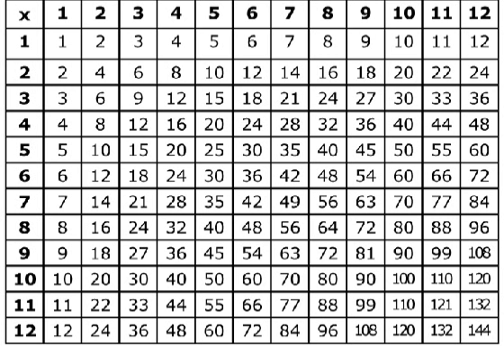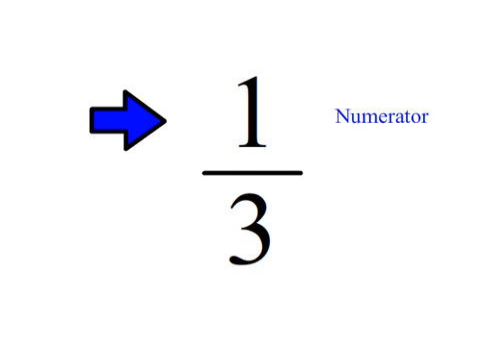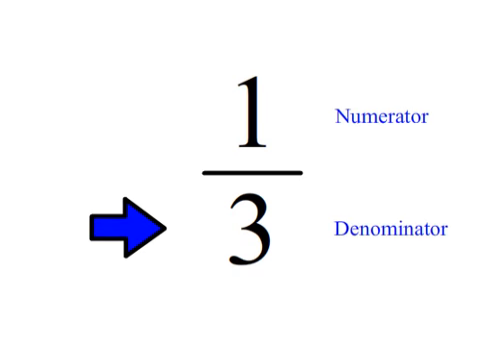The second thing you simply have to remember is that the numerator is the top number and the denominator is the bottom number. Remember that the denominator denominates, or divides, the numerator into denominations.